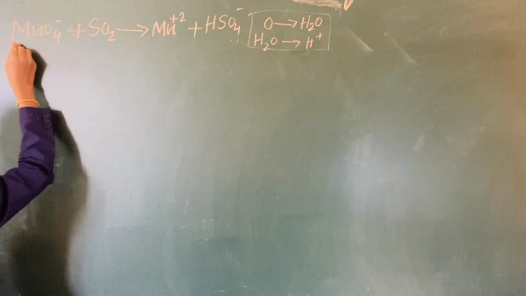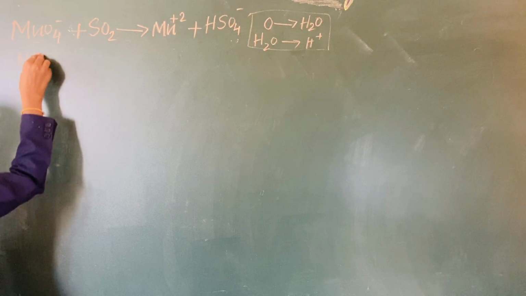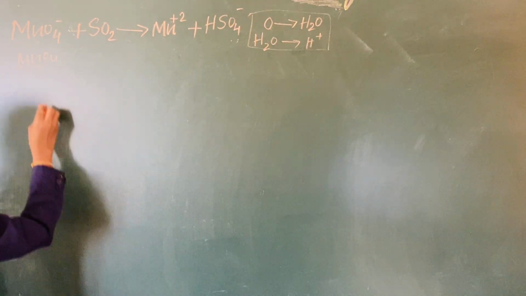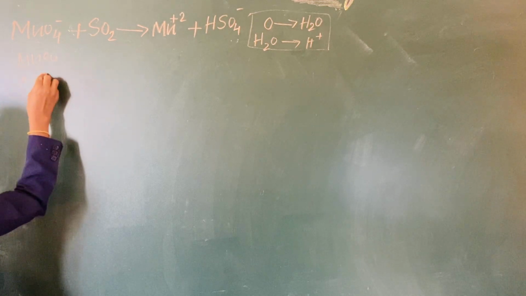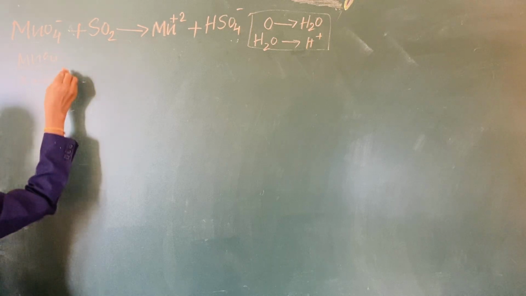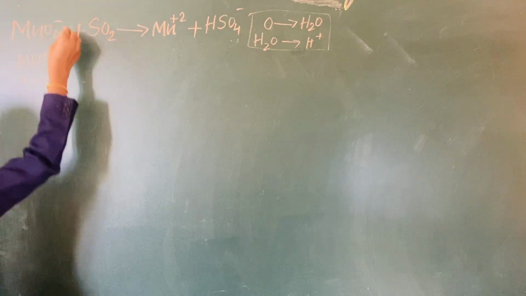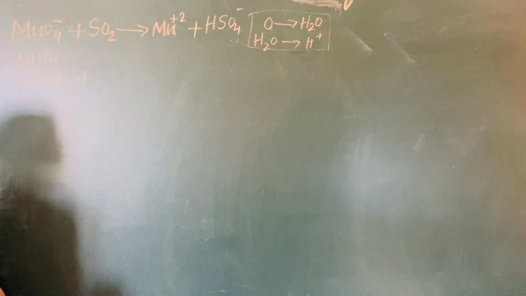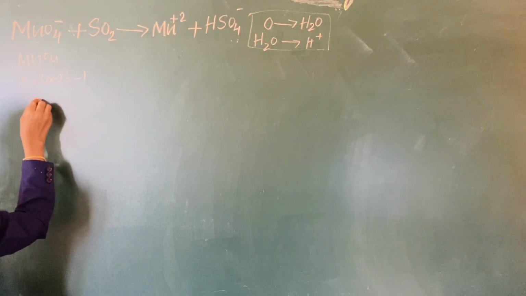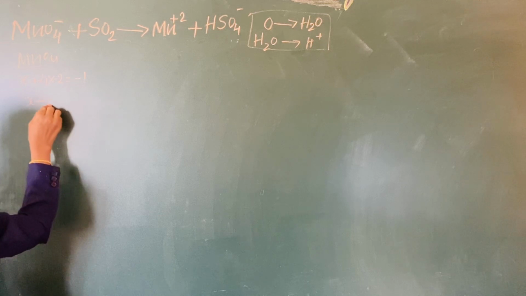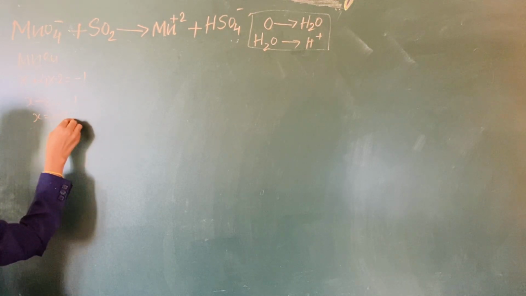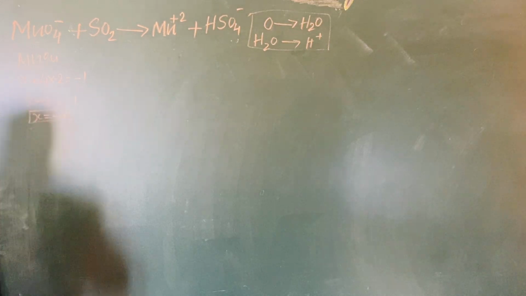In MnO4 minus, we need to find the oxidation state of Mn. Let us consider Mn as X. So X plus, since we have 4 oxygens, 4 into -2 for every oxygen, and we have a minus charge, so we take it as -1. X minus 8 equals -1, so the X value will be +7. This is the charge of MnO4 minus.